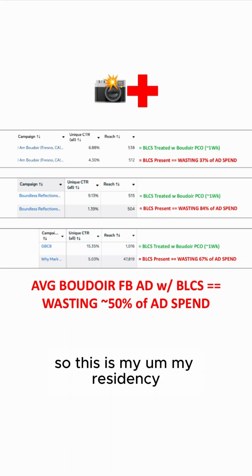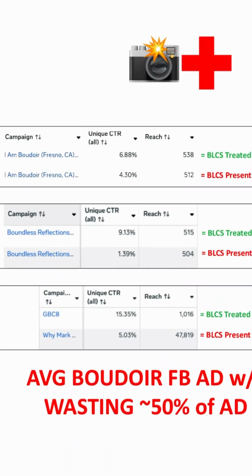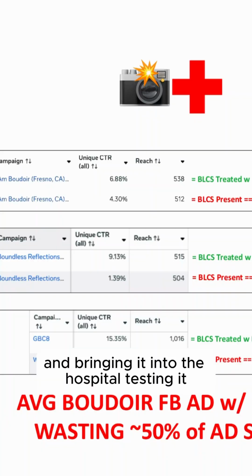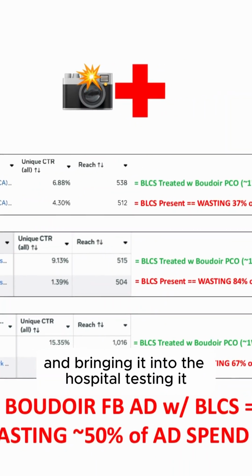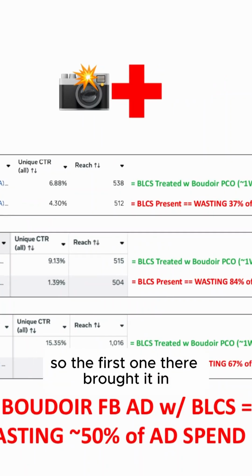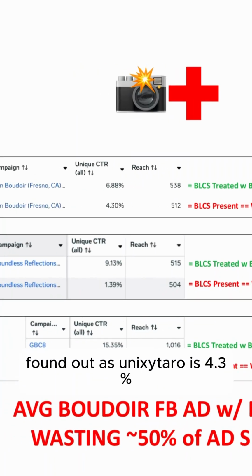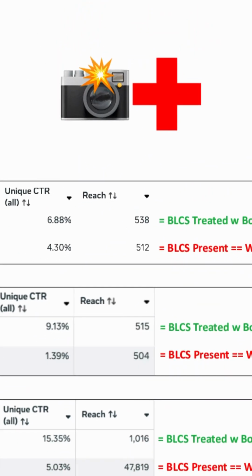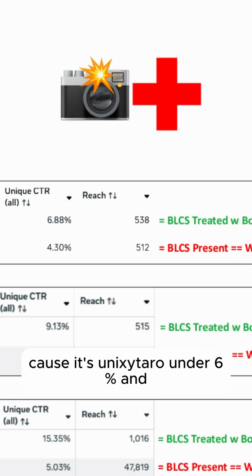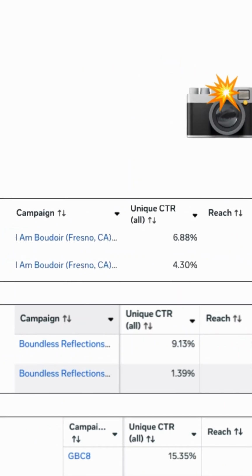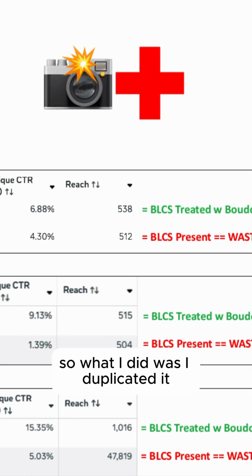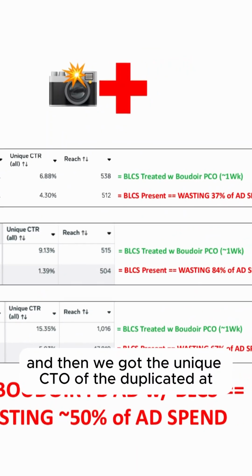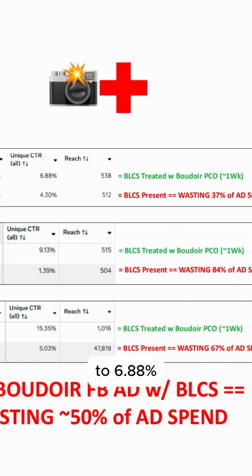So this is my residency, my history with that. First part of the residency: finding a Boudoir Facebook ad out there and bringing it into the hospital, testing it. The first one, I brought it in, found out its unique CTR was 4.3%. So we figured out BLCS is present because its unique CTR is under 6%. So what I did was I duplicated it, treated it with Boudoir Pico, takes about a week, and then we got the unique CTR of the duplicated ad to 6.88%.